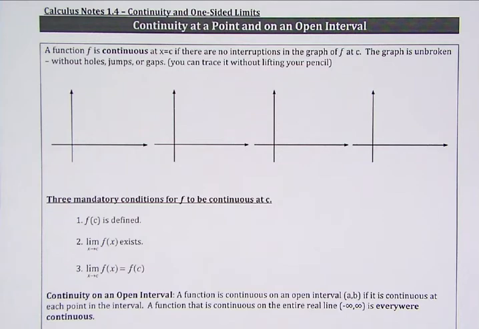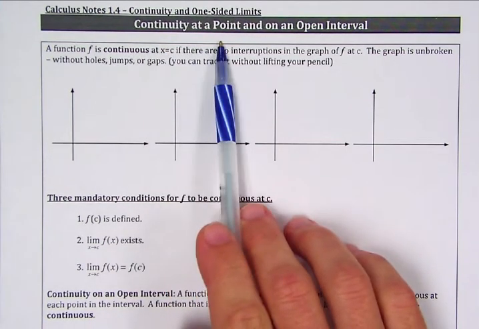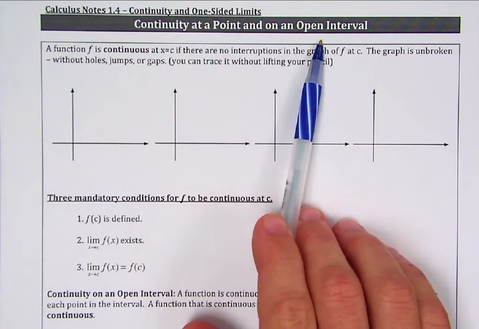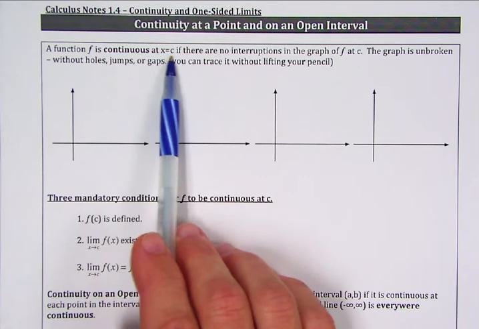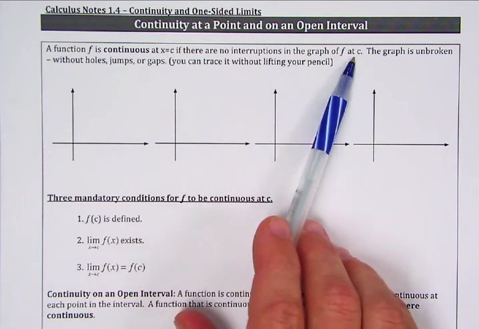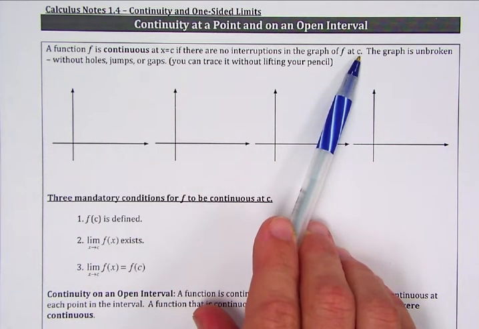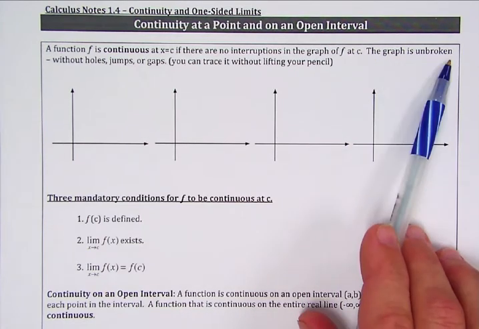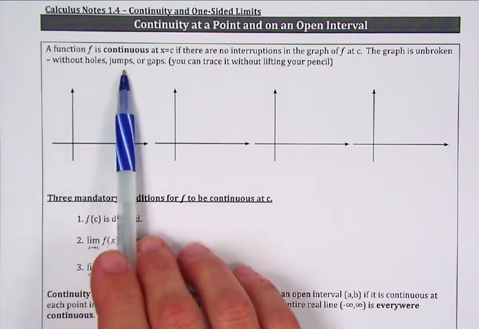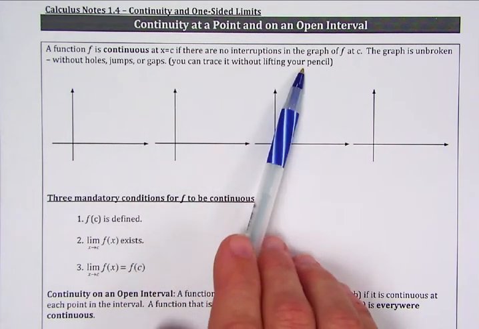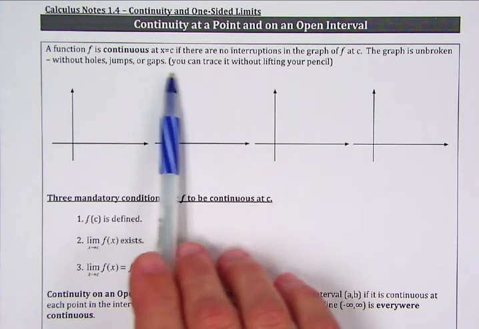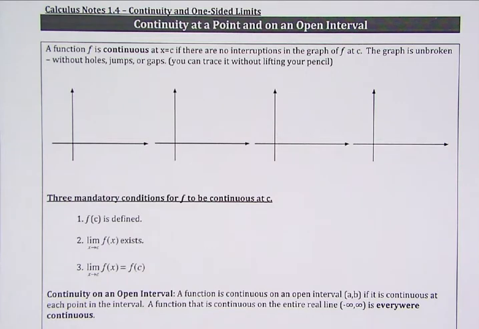So first we're going to talk about continuity at a point and on an open interval. A function f is continuous at x equals c if there are no interruptions in the graph of f at c. So the graph is unbroken, meaning it is without holes, jumps, or gaps, and you can trace it without lifting your pencil. So that's how we can check if something is continuous.